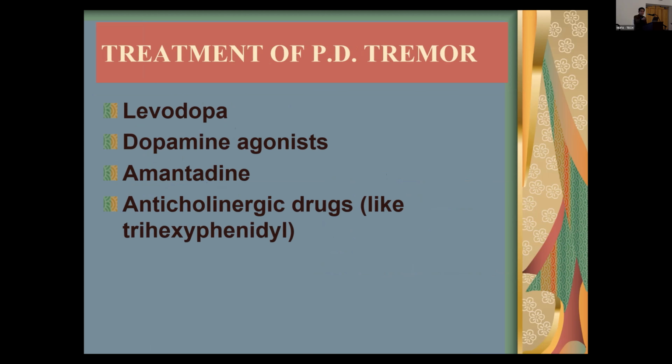I'm not going to go through the specifics of treatment of Parkinson's. I just want to introduce you to what kind of tremors we see in clinical practice. But if I suspect you have Parkinson's, then these are the most common treatment options. So levodopa is number 1, and then dopamine agonists, amantadine, and anticholinergic drugs, which are quite effective, but can cause many side effects, especially in the elderly.